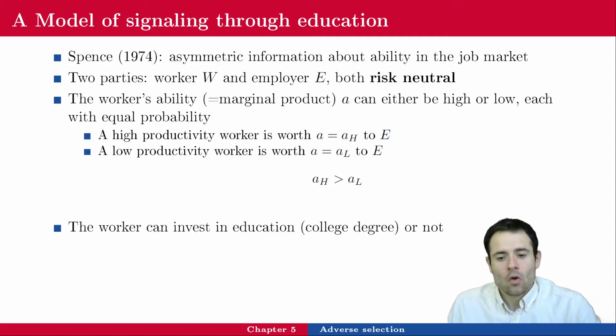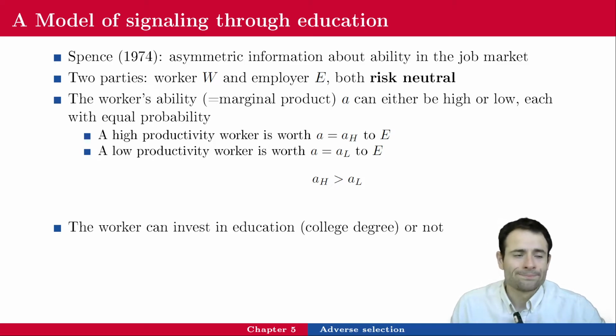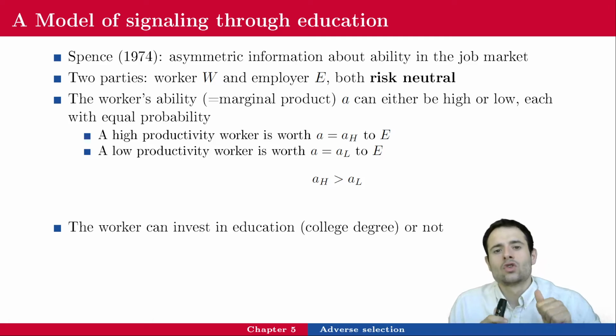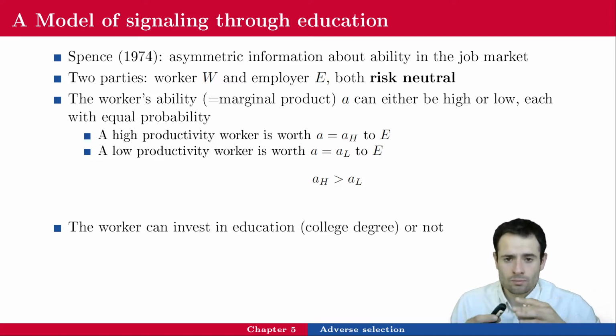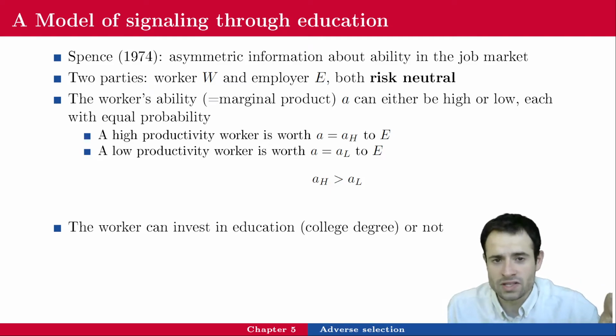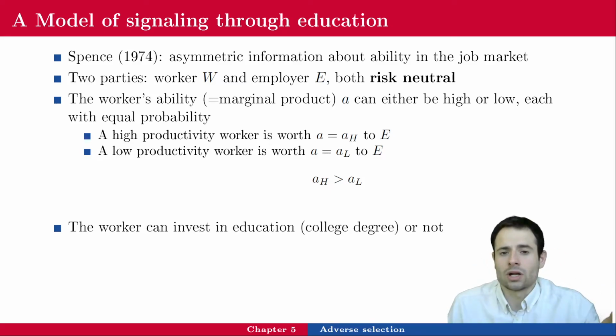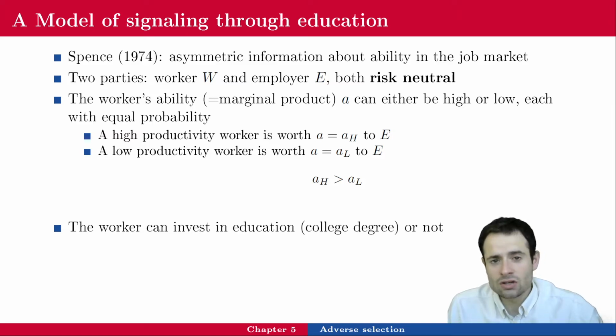Now, we need to list the different strategies that each party is going to face. The employer has two possible strategies. Well, a bit more, but first is, do I hire the worker or not? And second is, if I hire the worker, how much do I propose to the worker? So there is a whole bunch of different strategies. In fact, an infinity, because we have to propose a wage, and the wage can be a continuous value. The worker is going to face a discrete problem. Should the worker invest in education or not?